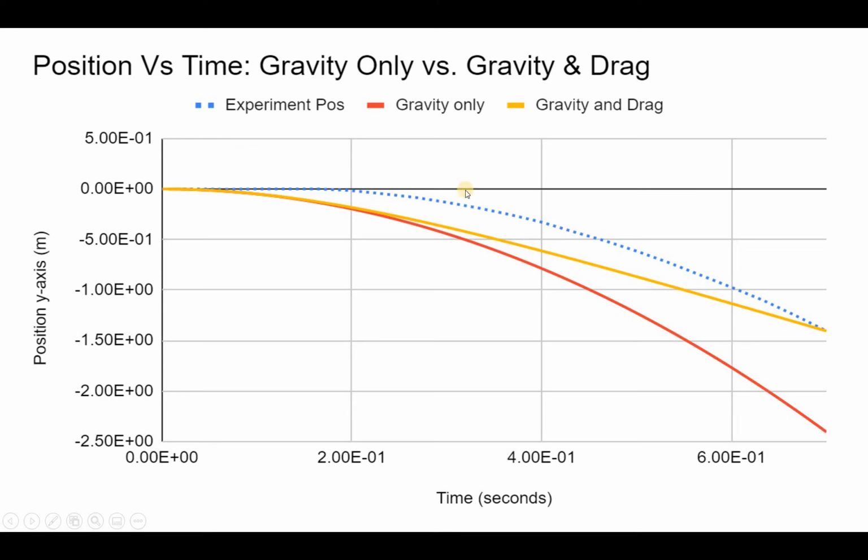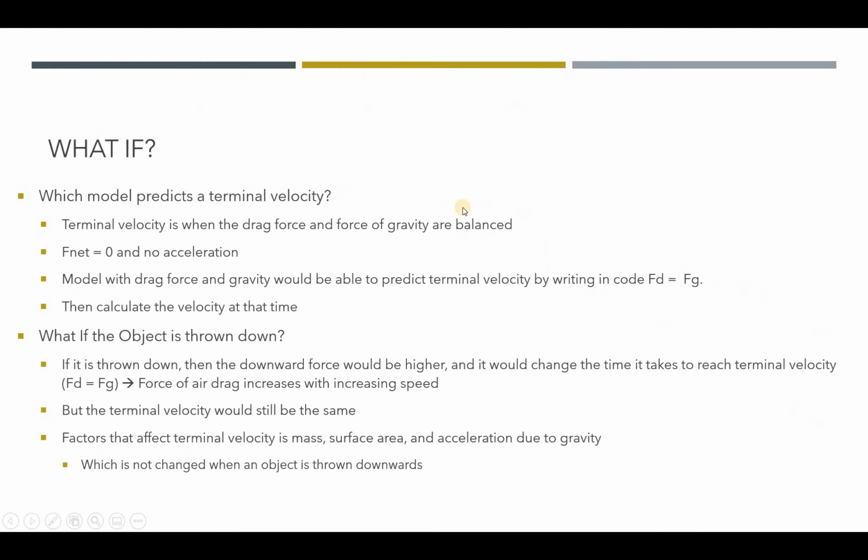And then this is both of the graph models together. As you can see, the gravity is over here, and then the gravity and drag is right here, which is way closer to our actual experiment data.